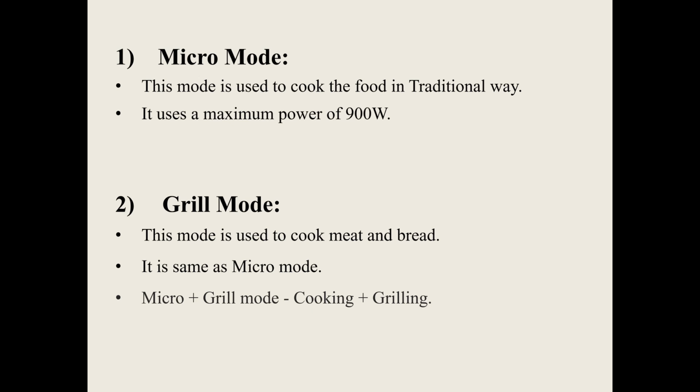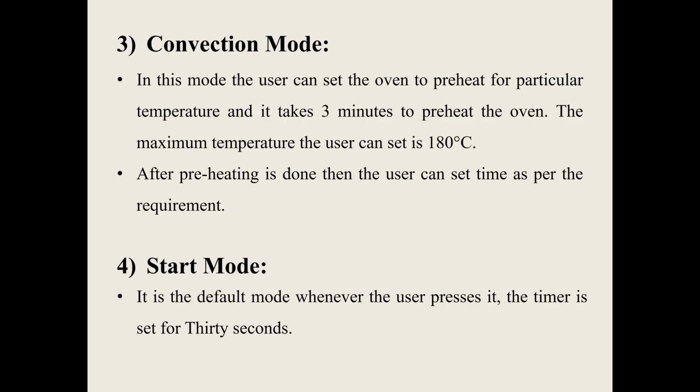First one micro mode. This mode is used to cook the food in a traditional way. Second one grill mode. This mode is same as micro mode, but in this mode the food is cooked plus grilled. Third one convection mode. In this mode the user can set the oven to preheat for a particular temperature. Fourth one start mode. It is a default mode.